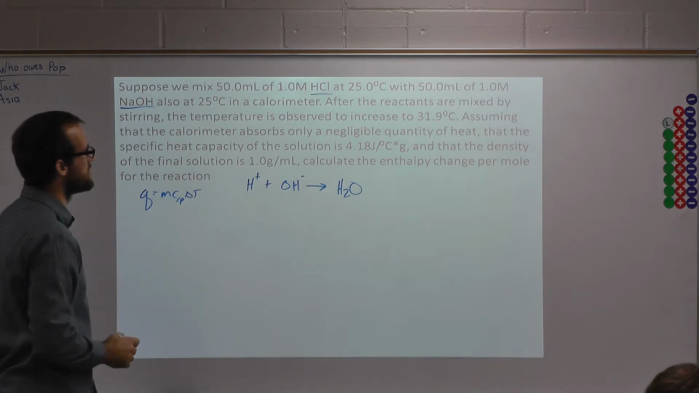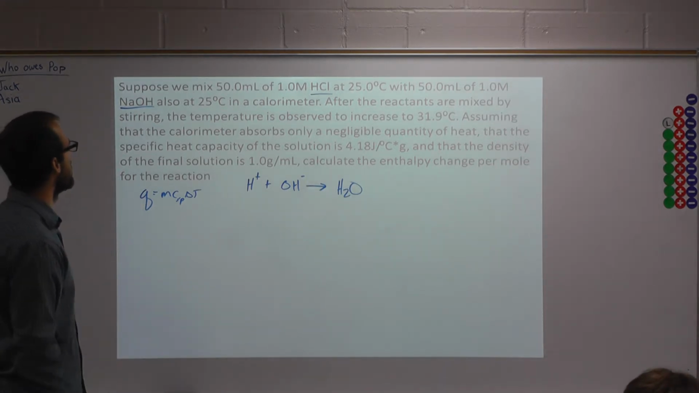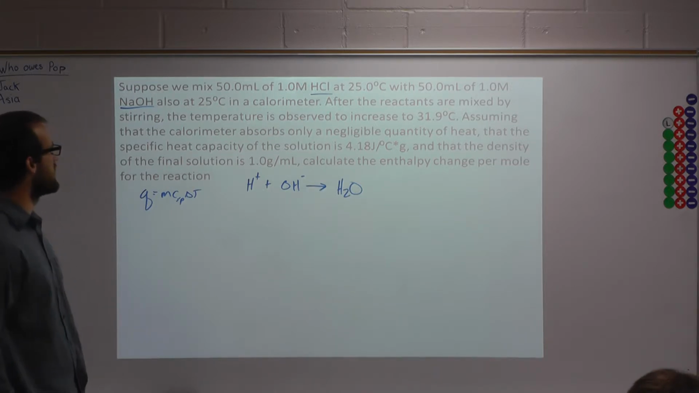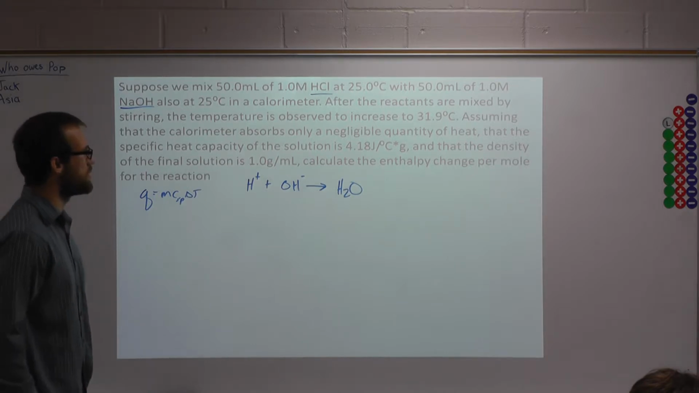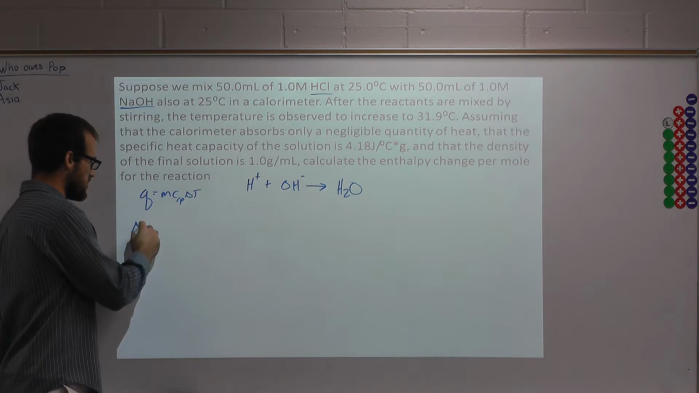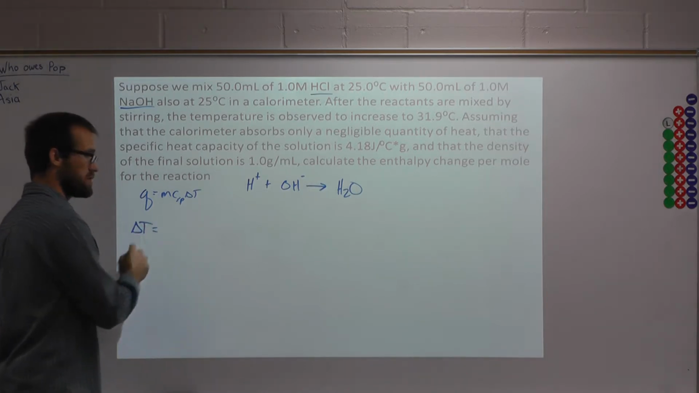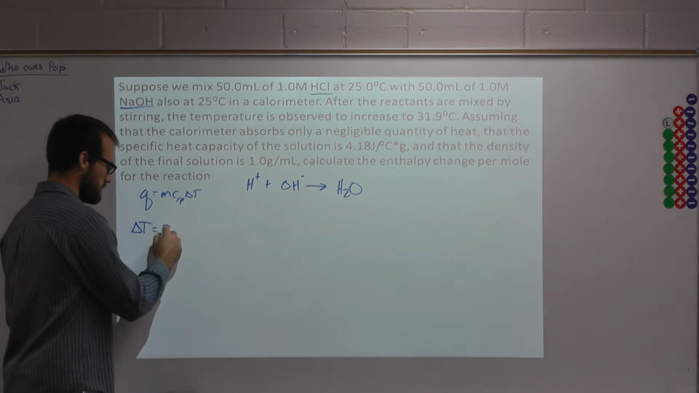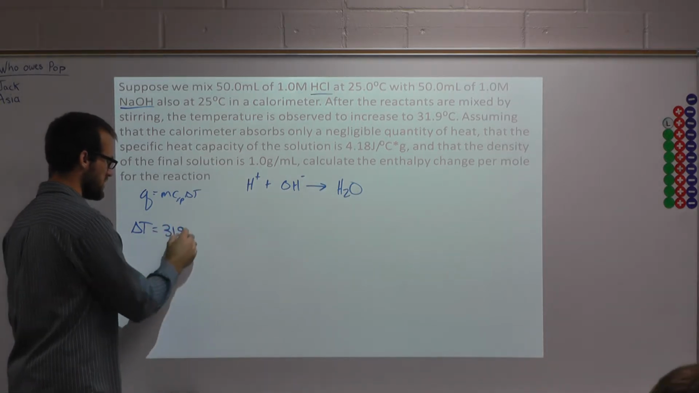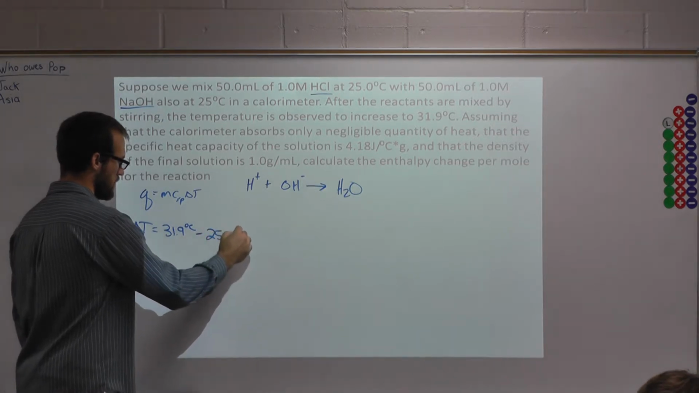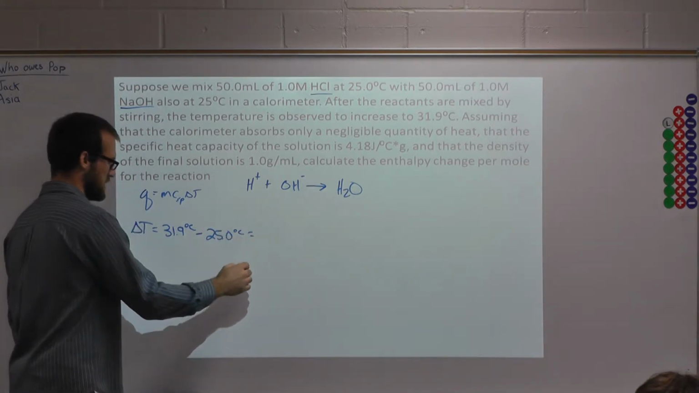And let's see what information they gave us. Okay, we're mixing two things. After the reactants are mixed by stirring, the temperature is observed to increase to 31.9 degrees. So we can probably figure out what the change in temperature is. Final minus initial. Final would be what? What was the initial temperature of both? So our change is what, 6.9?